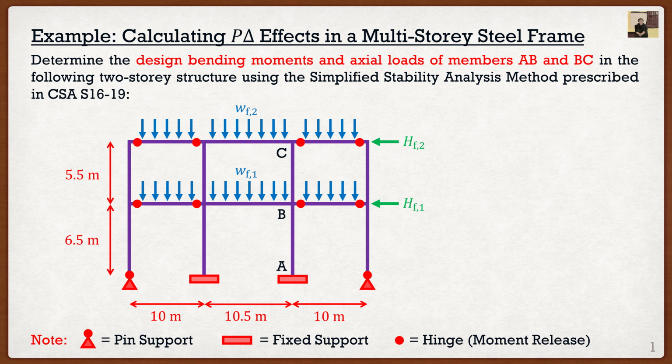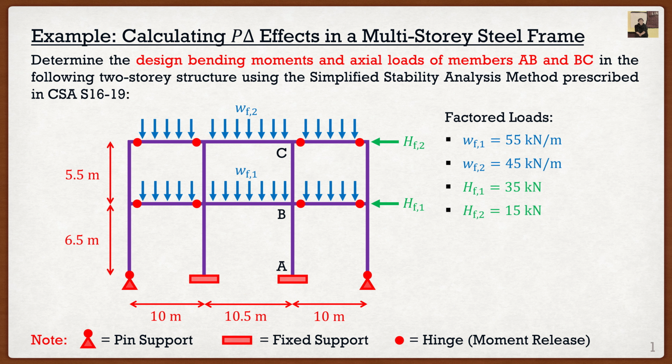Alright, so when we look at the example, it wants us to determine the design bending moments and axial load of members AB and BC in the following two-story frame using the simplified stability analysis method prescribed in CSA S16-19. So again, if we look down here at the picture, we have a nice two-story frame and it has the following loading. As we can see, we have two gravity loads, WF1 and WF2, so they are already factored. And WF1 is 55 kilonewtons per meter and WF2 is 45 kilonewtons per meter. We also have two lateral loads, HF1 and HF2, and they have a magnitude of 35 and 15 kilonewtons. So as we can see, the loading here is pretty simple, nothing too crazy.